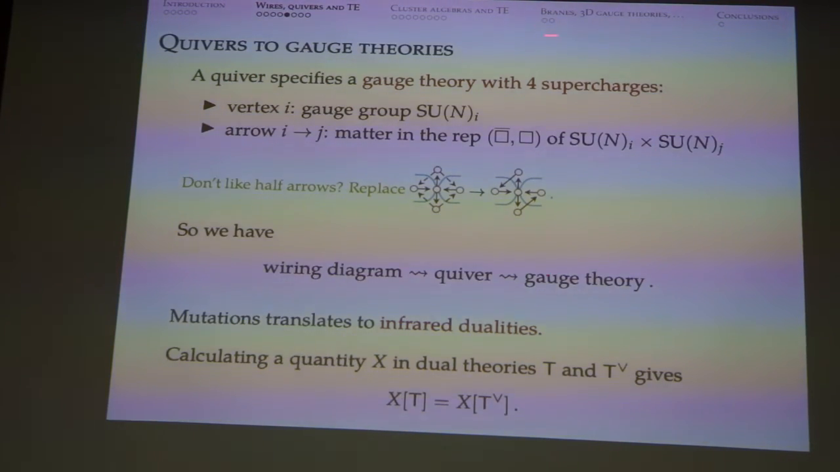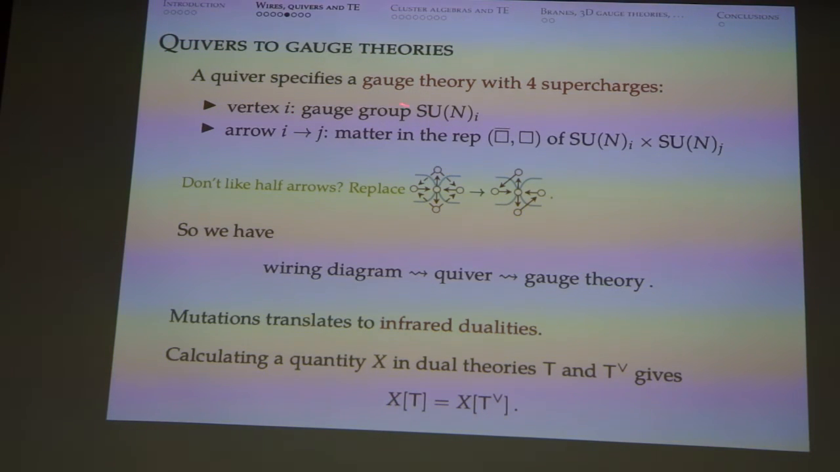And then I would like to switch gears a little bit, and remind you of the relation between quivers and gauge theories and how mutations are related to something called dualities, because this is going to give you a motivation for how to connect all this to the tetrahedron equation. Okay, so let me remind you how you construct a gauge theory with 4 supercharges when you are given the quiver. The recipe is really easy.